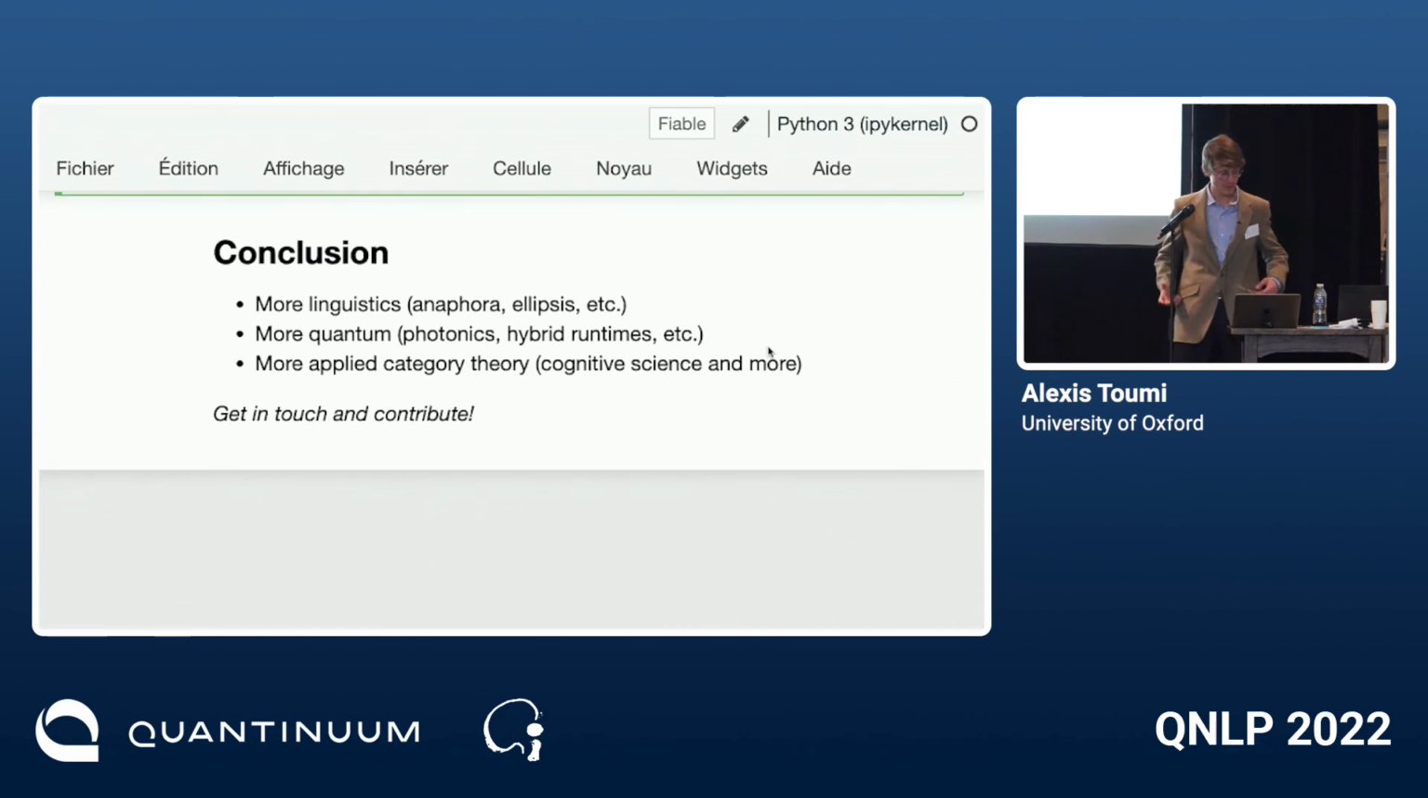What's left as future work? Well, we want to do more linguistics. So for example, Mernouche talked about anaphora and ellipsis earlier today. Using Fock spaces, we want to implement more of this in DisCoPy. We want to do more quantum stuff. So photonics also happens to be about Fock spaces, and that's work in progress. And more applied category theory in general. So there's been work on using DisCoPy to do cognitive science, and well, I hope there will be more.